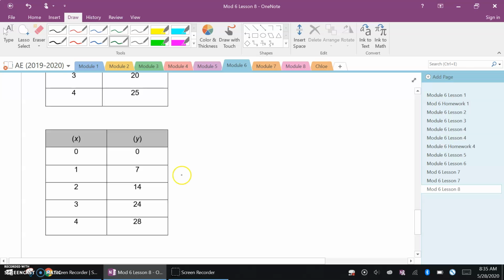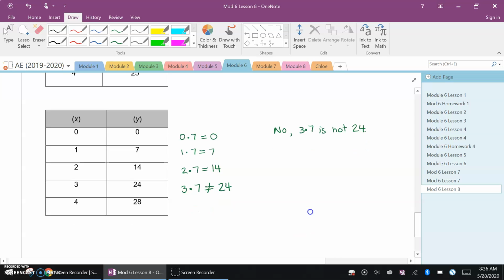Okay, looking at this bottom one, 1 times 7 does give us 7. 0 times 7 gives us 0. 2 times 7 does give us 14. 3 times 7 does not give us 24. It should be 21. So we can say no. 3 times 7 is not 24. And that's it.